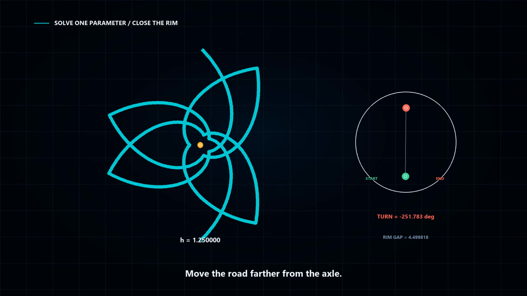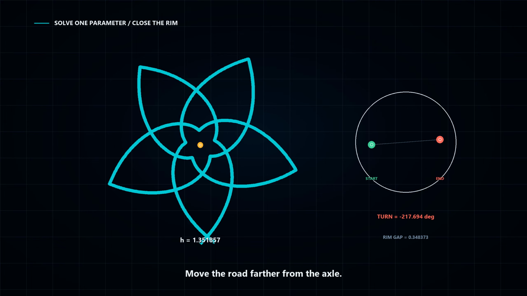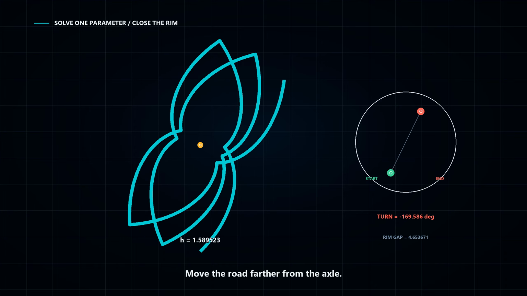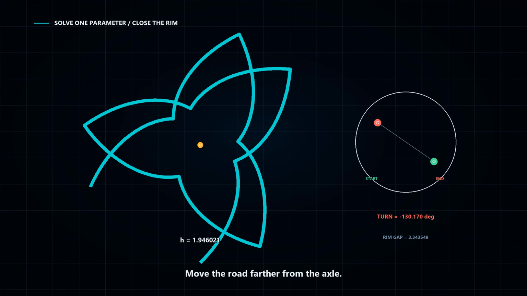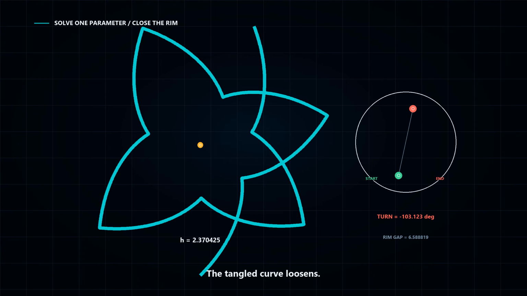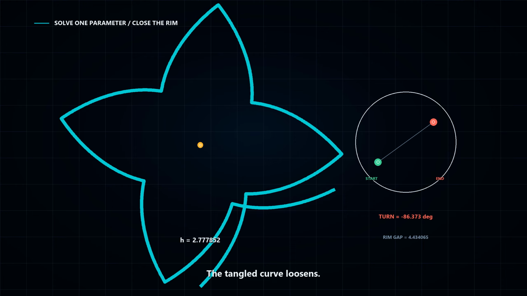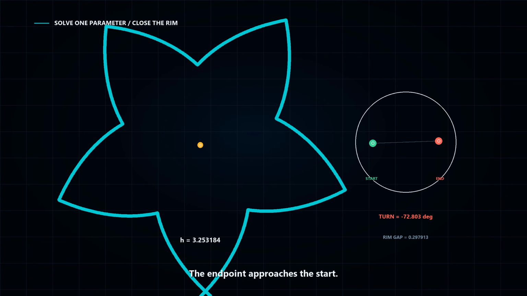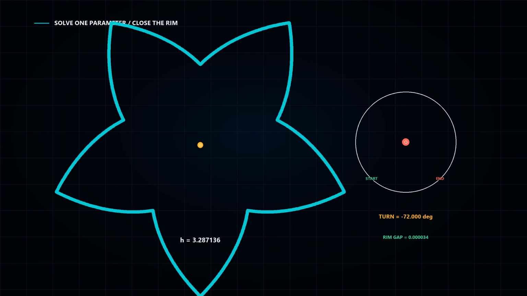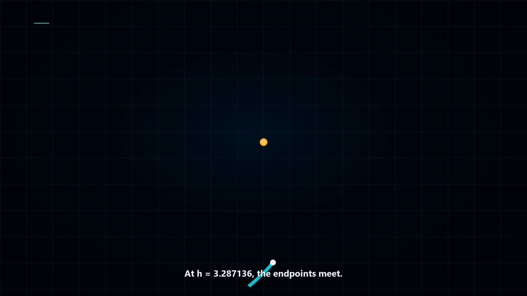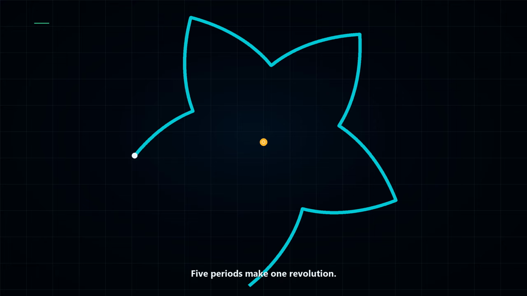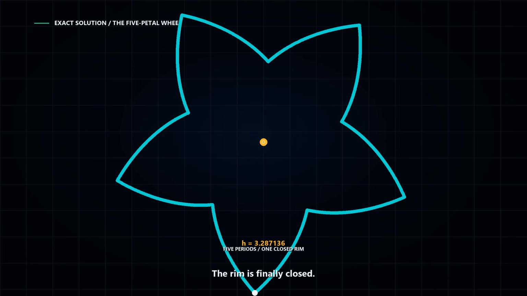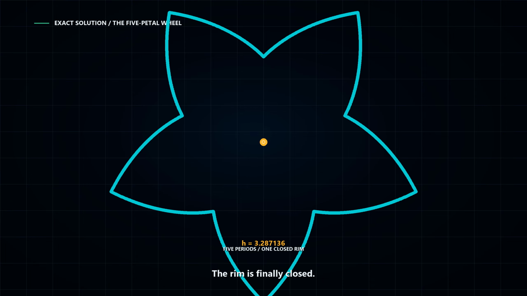We cannot change the road's zigzag pattern, but we can move it slightly farther from the axle. That changes every radius and every tiny rotation. Watch the endpoint. The tangled curve loosens, the gap shrinks, and the turn approaches 72 degrees. At a depth of 3.287136, the final point lands on the first. 5 road periods make one complete revolution. The open trace becomes a single closed wheel.